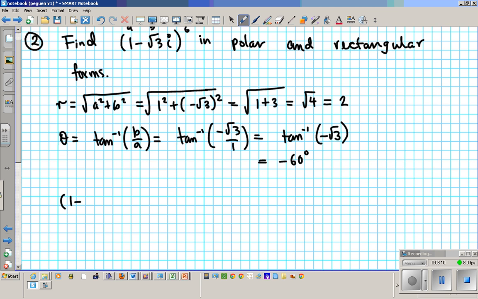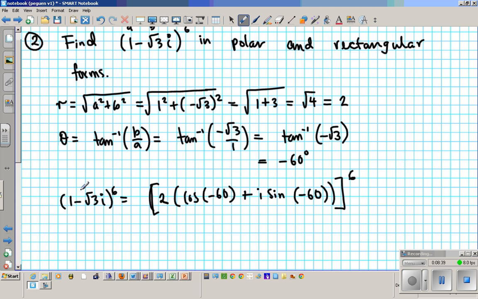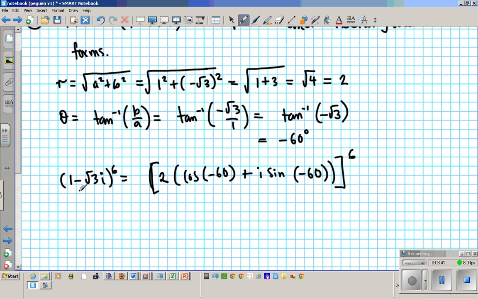So let's rewrite this in polar form. So 1 minus root 3 i to the 6th power is the same thing as 2 cosine negative 60 plus i sine negative 60, raise that whole thing to the 6th power. Okay, so that's what this is in polar form.